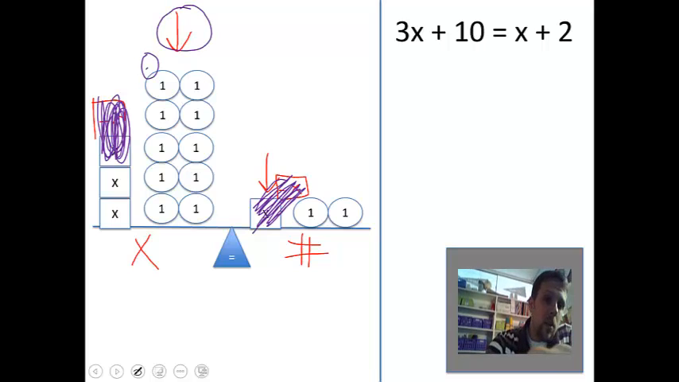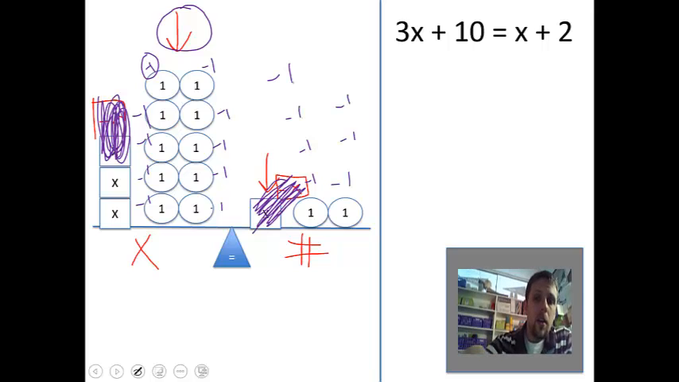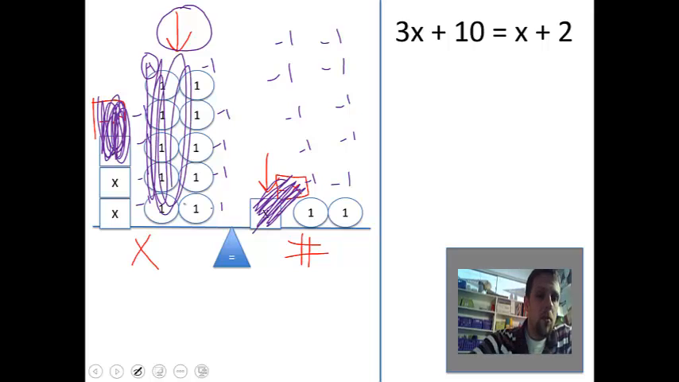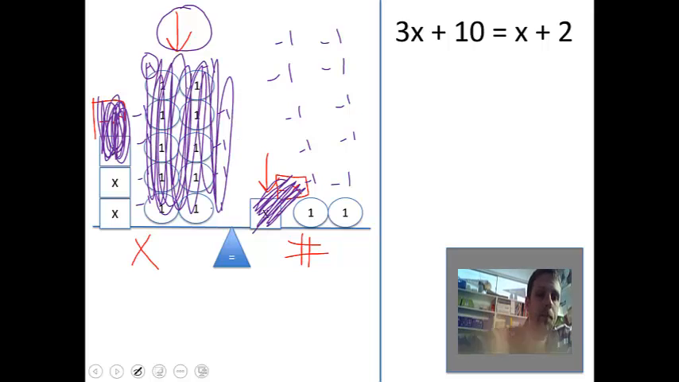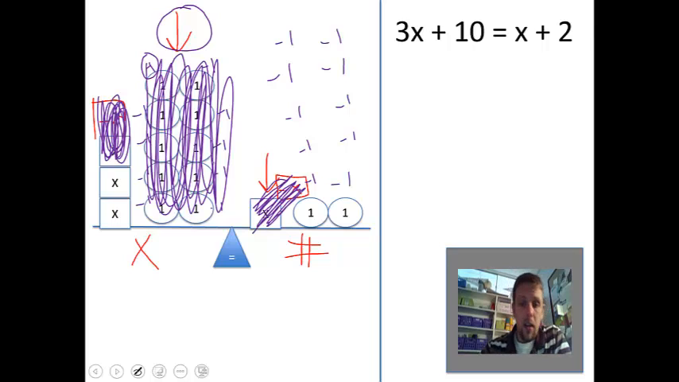So I'm going to add negative 1 ten times. Because I added negative 10, I'm going to add negative 10 over here too, so negative 1 ten times on this side as well. Okay? So what that means is all of these are canceled out. And then on the other side, this positive 1 and this negative 1 cancel each other out, and then this positive 1 and negative 1 cancel each other out.